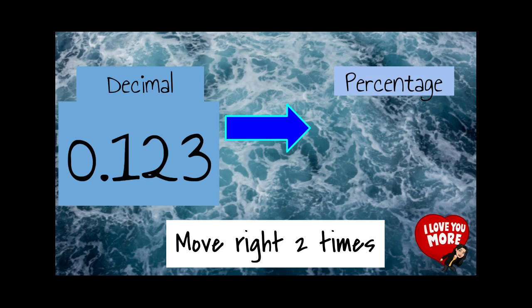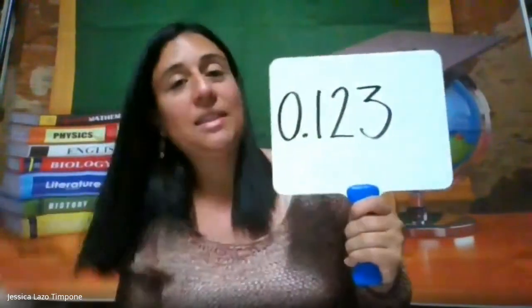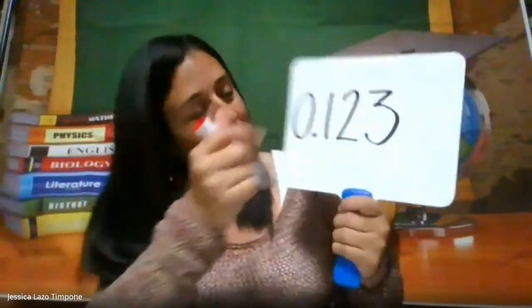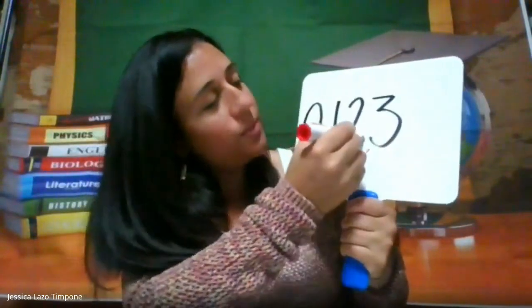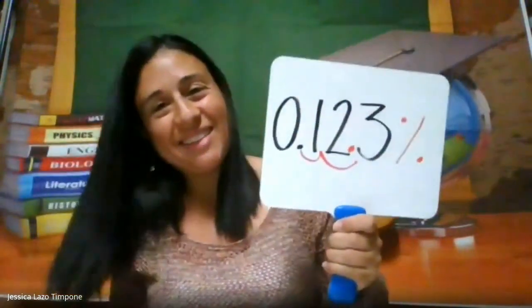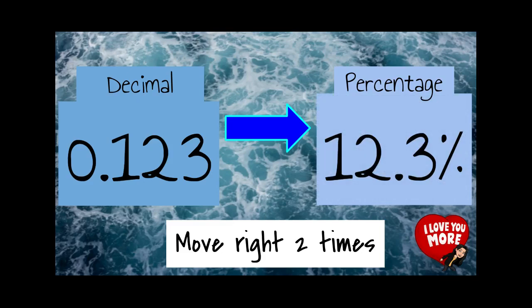Let's turn 0 and 123 thousandths into a percent. This decimal has 3 decimal places. Now that's okay because we're only going to move it 2 times. 1, 2. And our percentage still goes right there. It is 12.3%.